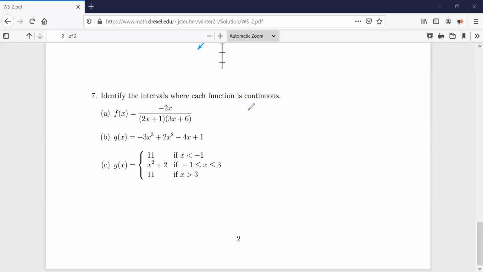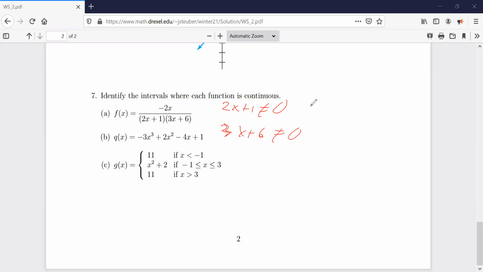What is just kind of the classic way for generating a discontinuity? Probably the first way you ever saw. Yeah, dividing by 0, right? So when am I going to be dividing by 0 here? So we'd have 2x plus 1 is not allowed to be equal to 0, and 3x plus 2 is not allowed to be equal to 0, right?